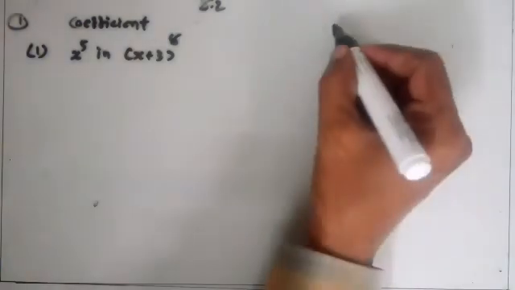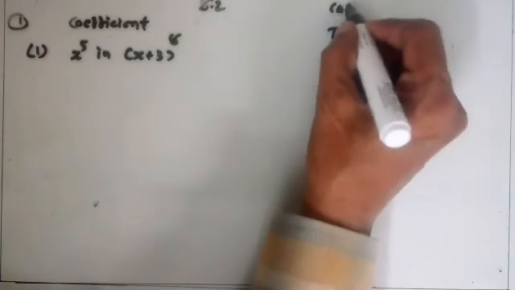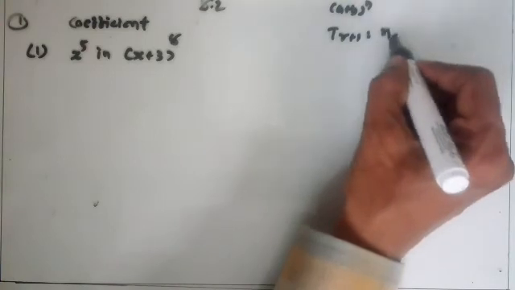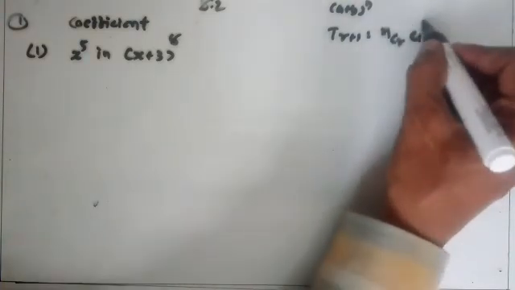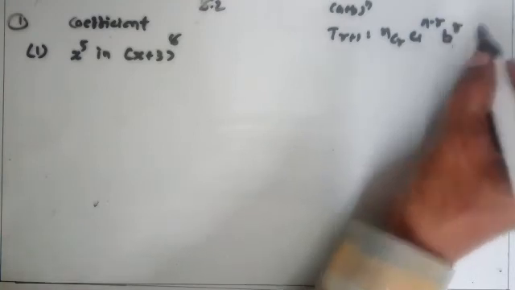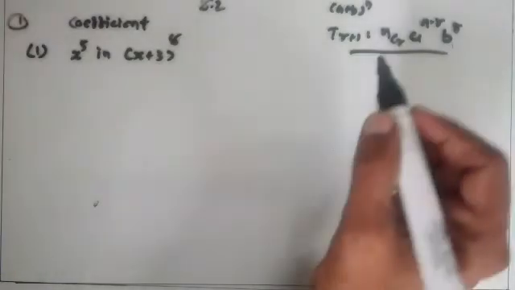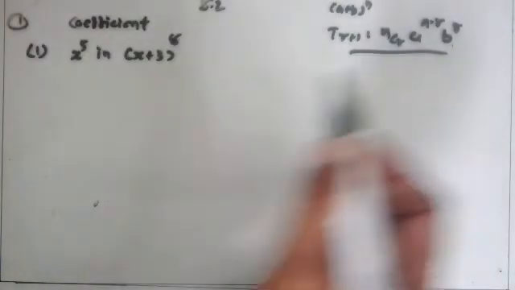Remember this here. In all questions we use this formula T(r+1), that is the general term in the binomial expansion. In the expansion of (a + b)^n, T(r+1) is equal to nCr a^(n-r) b^r. Remember this important formula. Most of the time we use this formula.